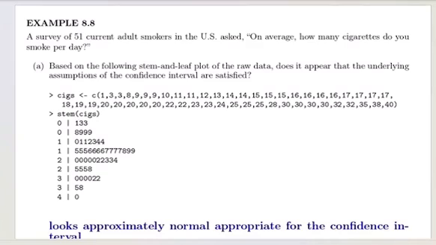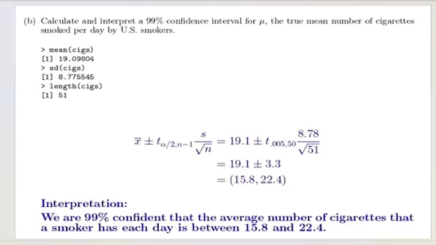If it is approximately normal, we can use R to get the mean. When I write mean of the data, I'm going to get my mean. SD of the data, you get the standard deviation. Then length of the data, you're going to get the sample size, 51. All you need to do is start plugging them in here. And you need to get your t.